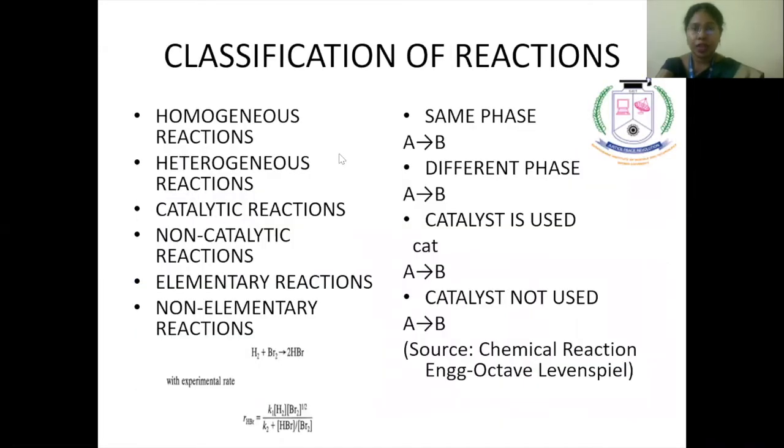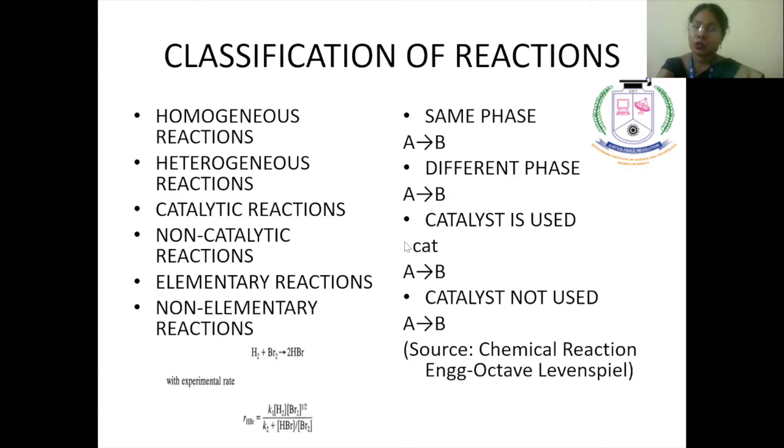Some of the classifications of reactions are homogeneous reactions, heterogeneous reactions, catalytic reactions, non-catalytic reactions, elementary reactions, non-elementary reactions. So let us consider A to be the reactant and B to be the product. If A and B are in the same phase, for example, if both of them are in the liquid phase or a gas phase or a solid phase, it is known as a homogeneous reaction. If any one of them is in a different phase, it is known as a heterogeneous reaction.